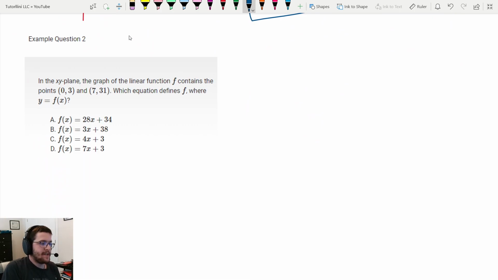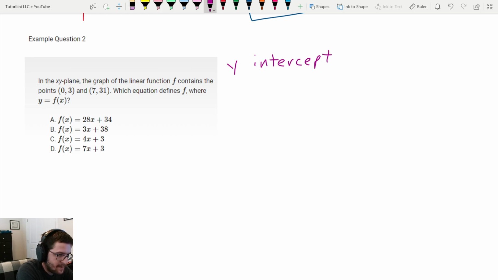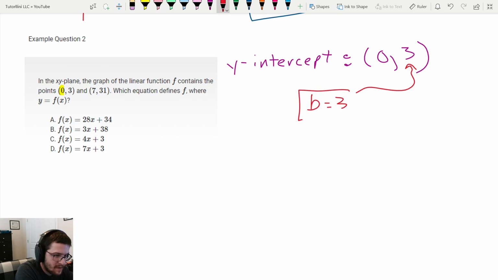Okay, so this one, first off, right away, the y-intercept is the y value when x equals 0. So I recognize that x is 0. So 0, 3 is the y-intercept. And in mx plus b, b is the y-intercept. So it is the y-coordinate of the y-intercept. So b is equal to 3. So right away, these guys that do not have b equals 3 are wrong.